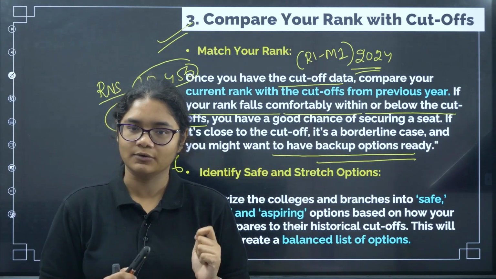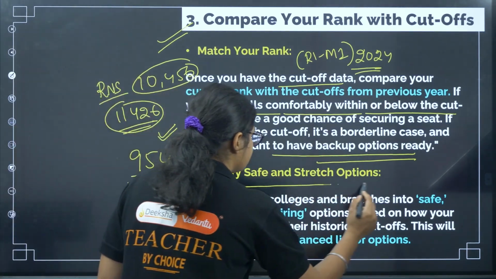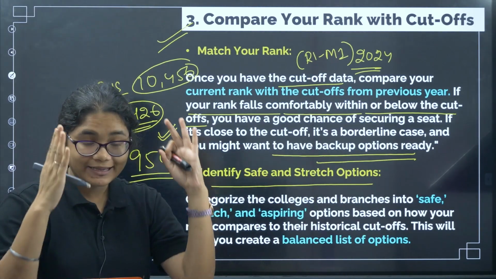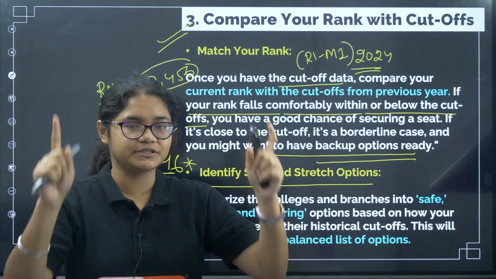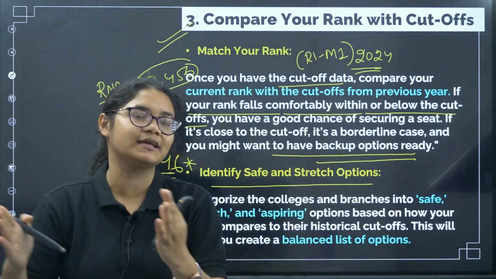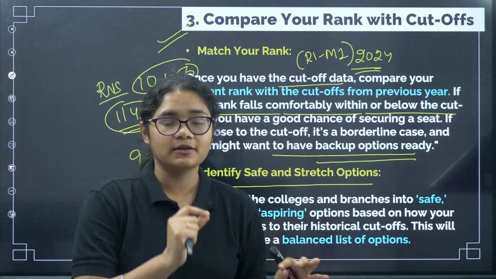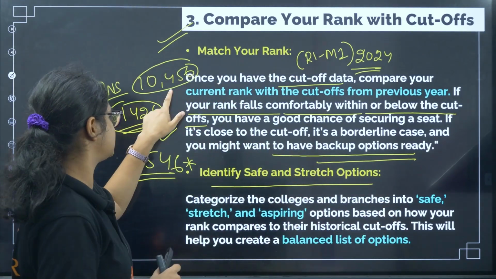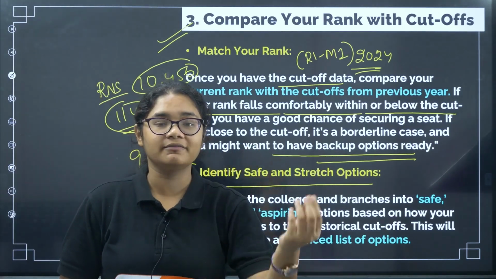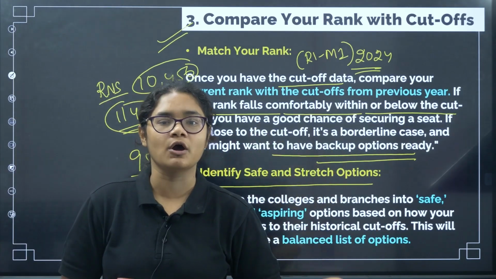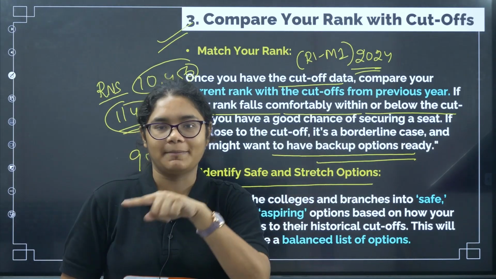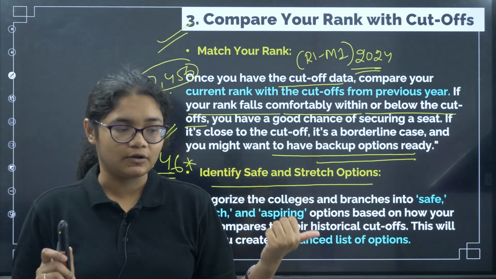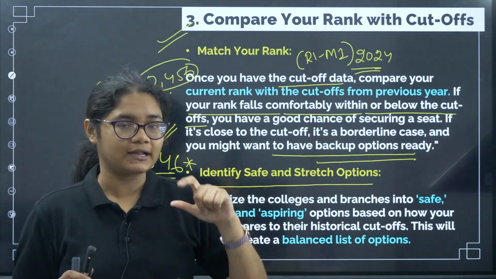Now coming to this one, identify safe and stretch options. This is important. I have already told you that the colleges in your option entry list should be in 3 major categories. The first one is where it is very difficult to get. For example, if your rank is 10,456, RNS or RV college computer science is not in your perimeter. You can add such colleges, no doubt, but add very limited colleges in that category.